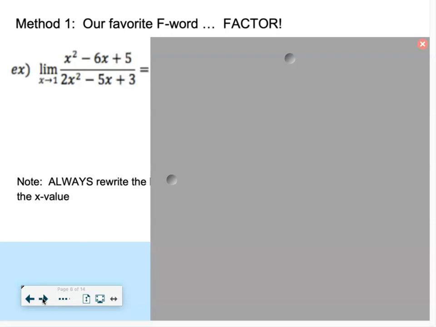0. What about on the bottom? You get 0. 0 over 0 in limit world means keep going. The limit exists. So whenever you have polynomial over polynomial, that means factor, right? So go ahead and everyone take a minute in your groups and factor the top and factor the bottom.